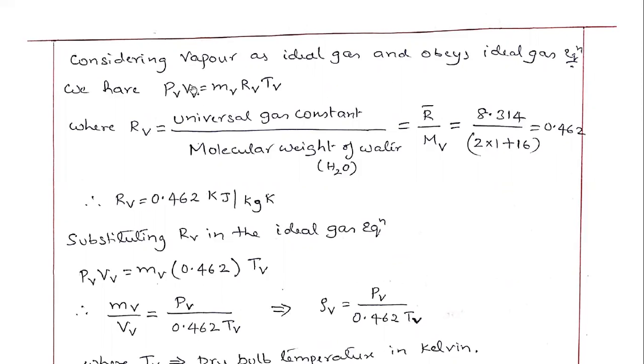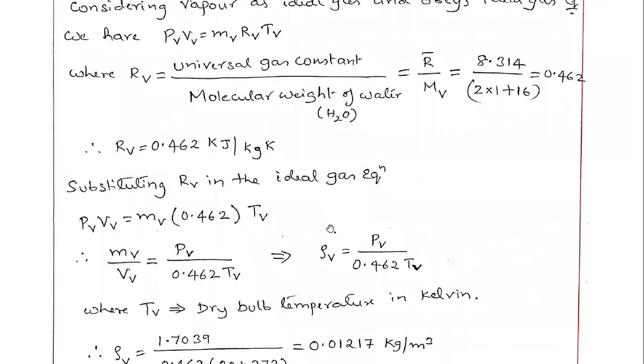First, let us find out the gas constant of the vapor. That will be equal to the universal gas constant R bar, which is given as 8.314 kilojoules per kg Kelvin, divided by the molecular weight of water, H2O. So H2 is 2 multiplied by H which is 1, plus oxygen molecular weight 16, so we divide by 18. So RV is 0.462 kilojoules per kg Kelvin. You can also remember this value for solving further problems.